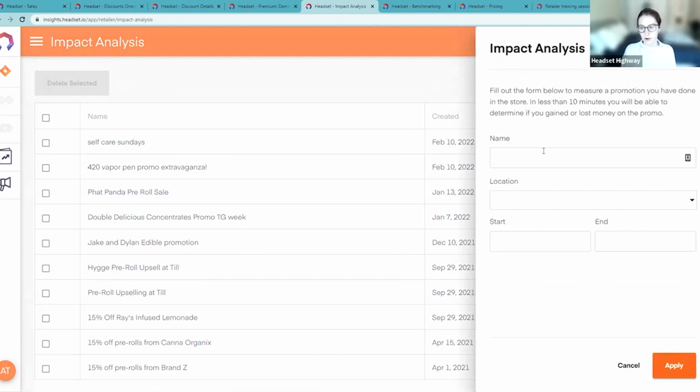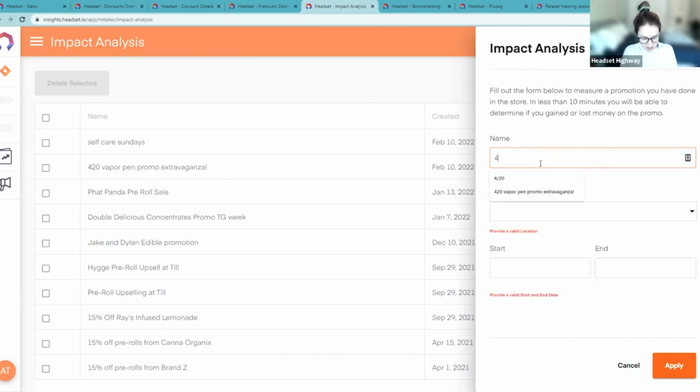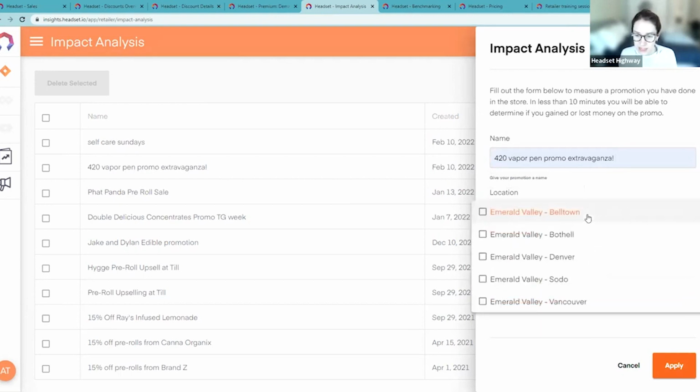It's a really simple form to fill out. You can just add the name of the impact here. So for example, I have one already called 420 Vapor Pen Promo Extravaganza, which is what we're going to look at. But if I was just going through this as an example, you can type the name of the promotion that you're looking to evaluate.